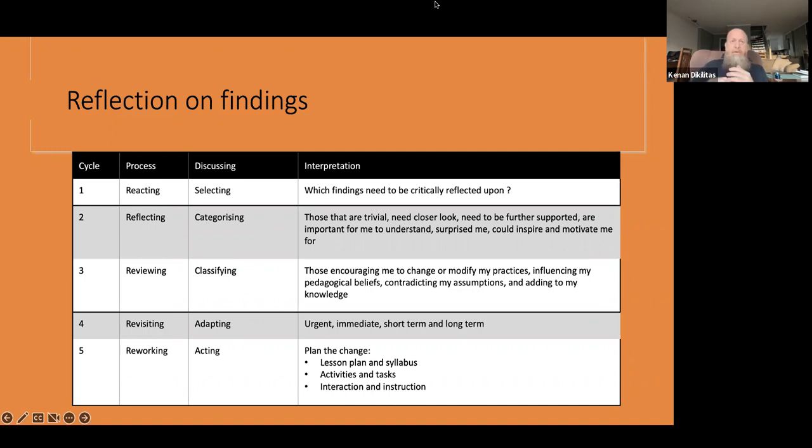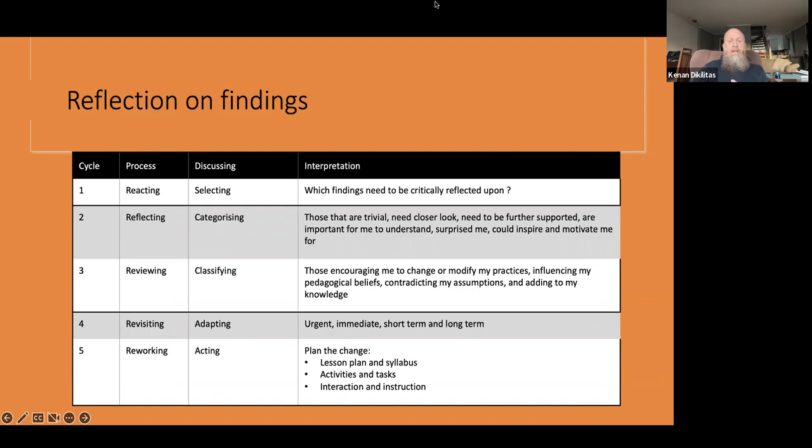So categorization might be done in a different way according to your needs. So you can create another set of categories. So I'm just saying that importance, need for further data, sense of surprise, or sense of inspiration and motivation. So you can put other things in your list. And then you start reviewing and classifying your findings.